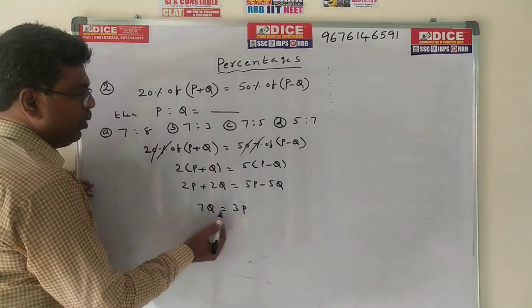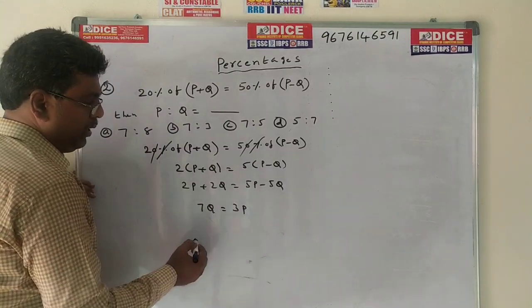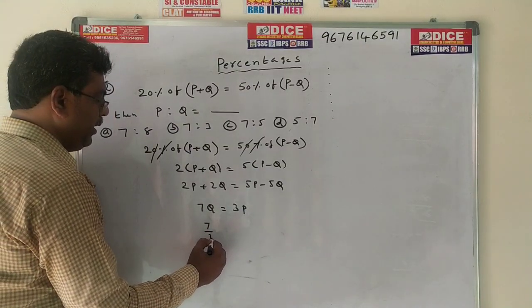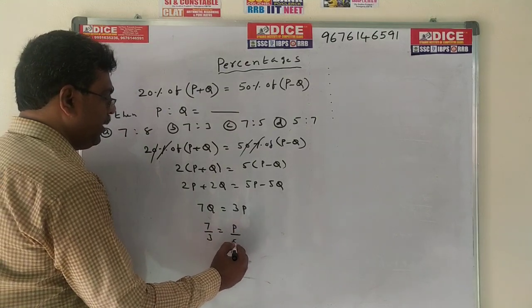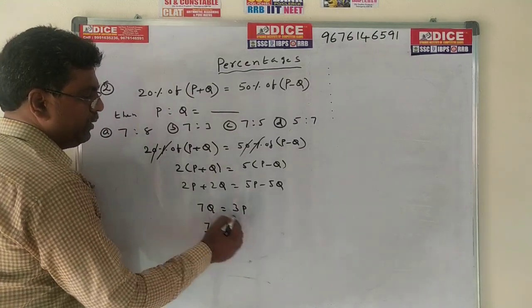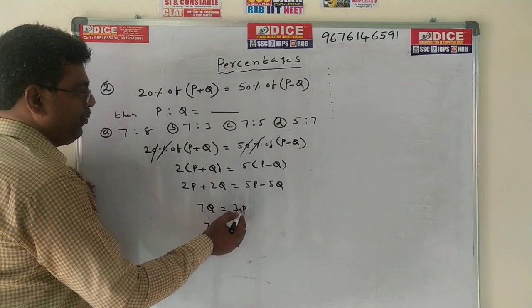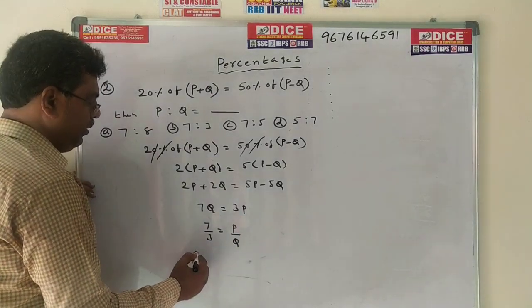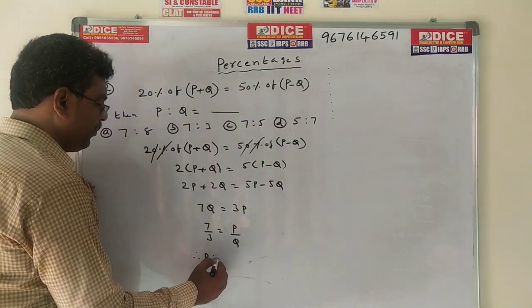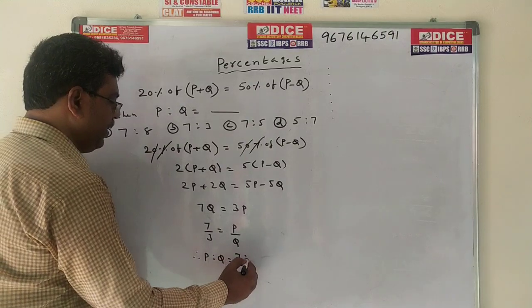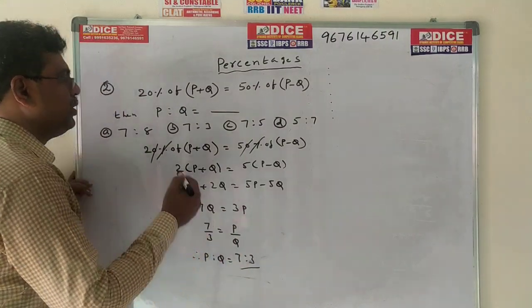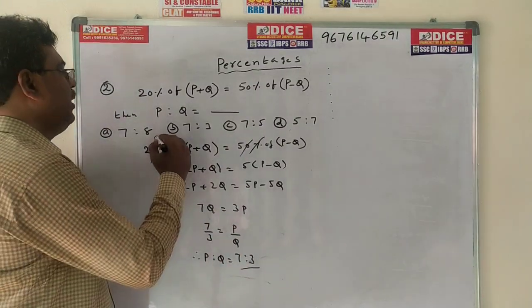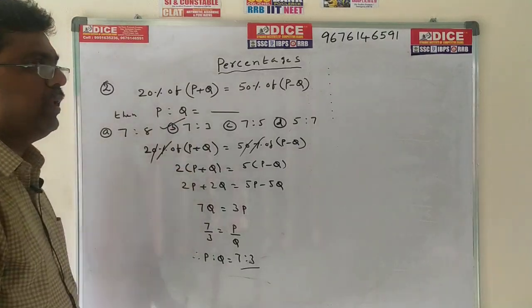Now I am sending Q downward by cross multiplication, and 3 to this side. 7 by 3 is equal to P by Q. Therefore P is to Q is equal to 7 is to 3, which is the required answer. Write down, you can go for the next problem.